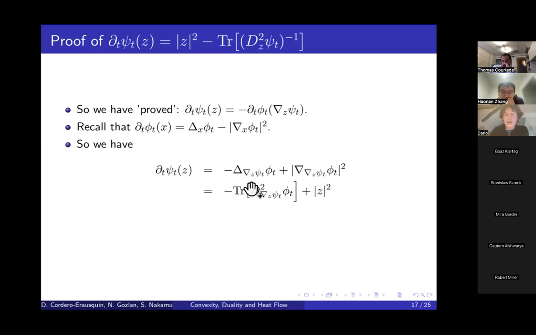And here, I recall that the Laplacian is just the trace of the Hessian. So you have the Hessian of phi at point grad psi, and again, the Hessian of phi at point grad psi is the inverse of the Hessian of the Legendre transform. And this is exactly the formula I claimed above.